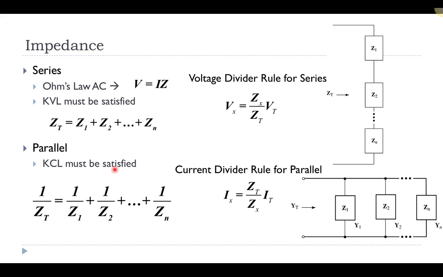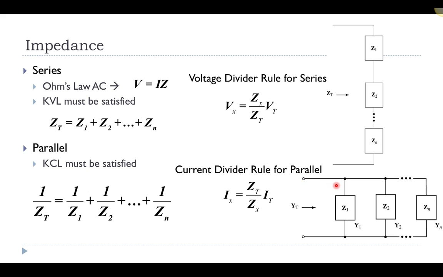In parallel, I know that Kirchhoff's current law has to be satisfied, so that the current entering has to equal the current that's exiting, and the end result from that was that the impedance values add as the reciprocal. So I can take a number of components which are connected in parallel, and I can replace them with some equivalent impedance, where that equivalent impedance just adds as the reciprocal.